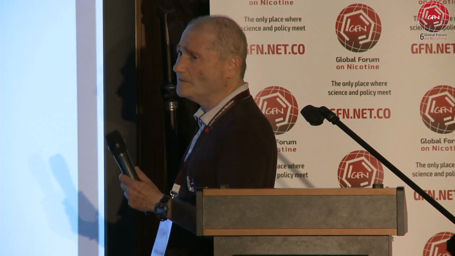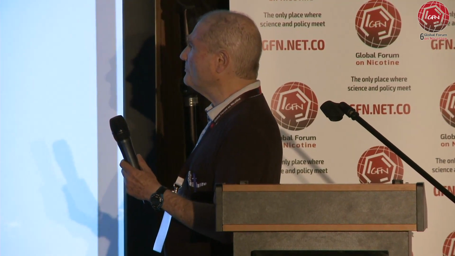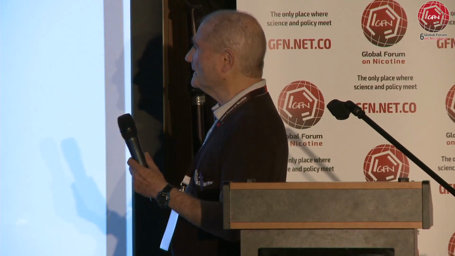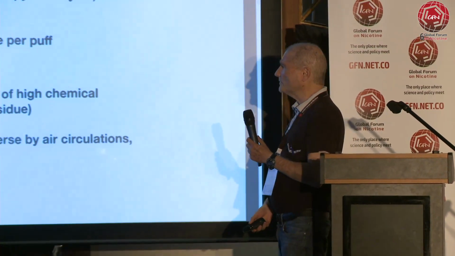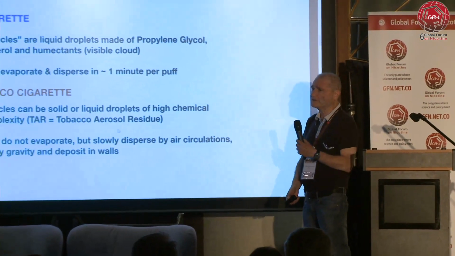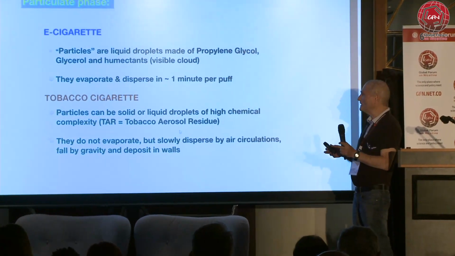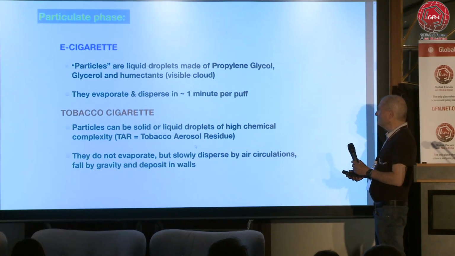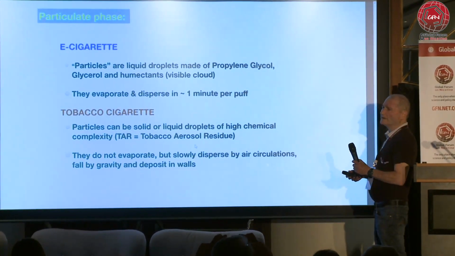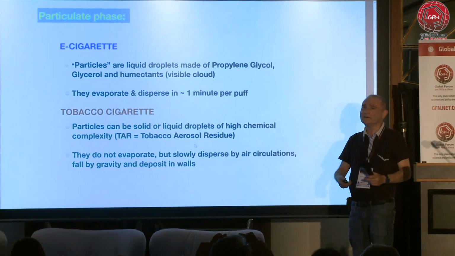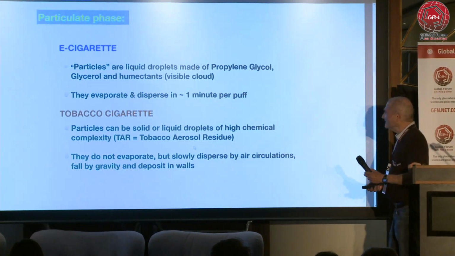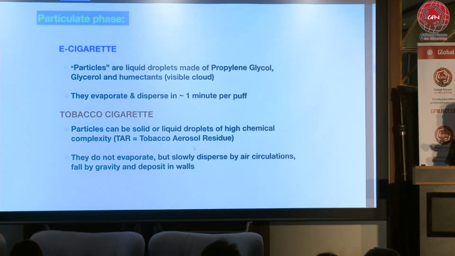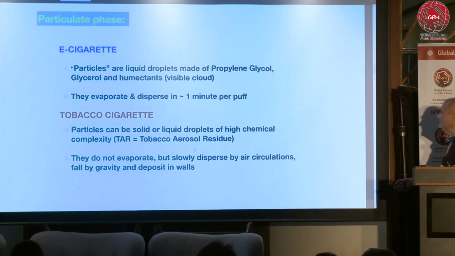So particles in electronic cigarette are liquid droplets made of propylene glycol, and they evaporate and disperse in less than a minute. On the other hand, with the tobacco smoke, the particles can be either solid or liquid because it's much more complex. Depends on whether they come from the side stream or the mainstream. And also, they do not evaporate. We all know that if I smoke here, the smoke remains for a long time. So it does not evaporate, rather it is dispersed by airflows and gravity.